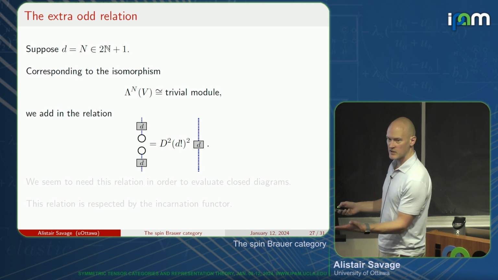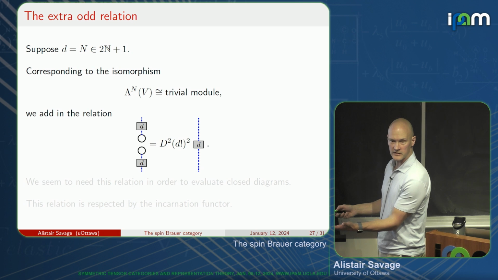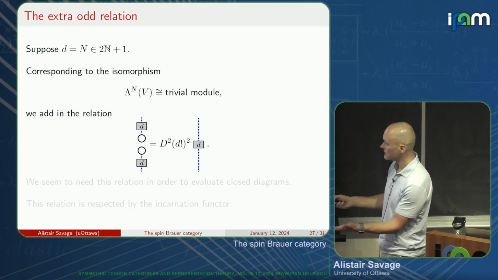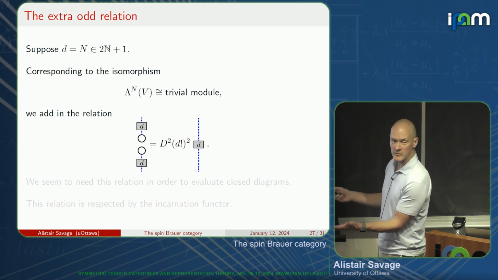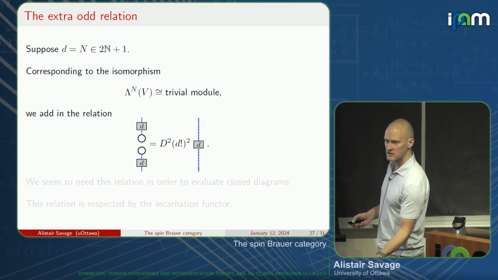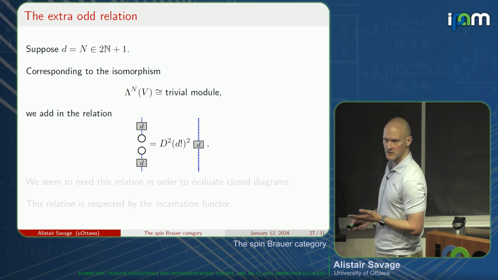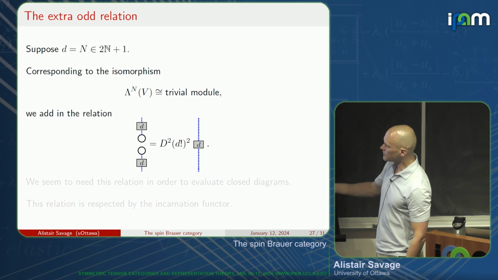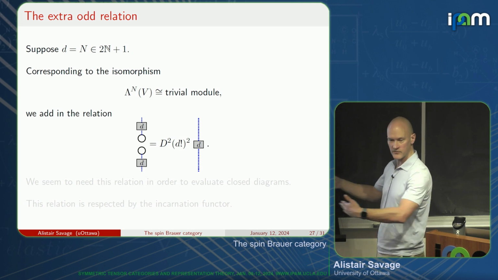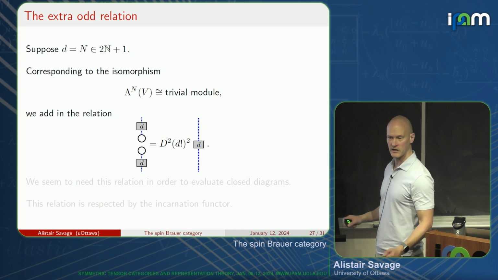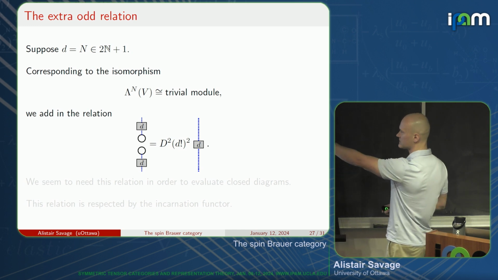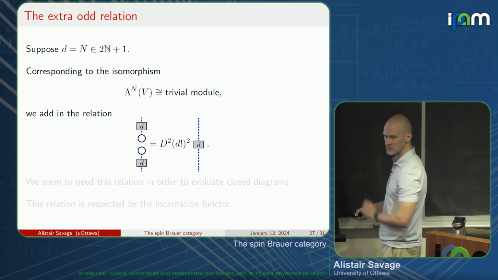So you should think of this as a map whose domain is the anti-symmetrizer, or the exterior power, the top exterior power. And then it goes to the trivial, and then it goes back to the top exterior power. So it's a map from exterior to trivial back to exterior. And then I make it some multiple of the identity on the exterior. So I'm just forcing these things to be isomorphic in the diagrammatic category. And that's just the factor that you need in order for this to be the right map.